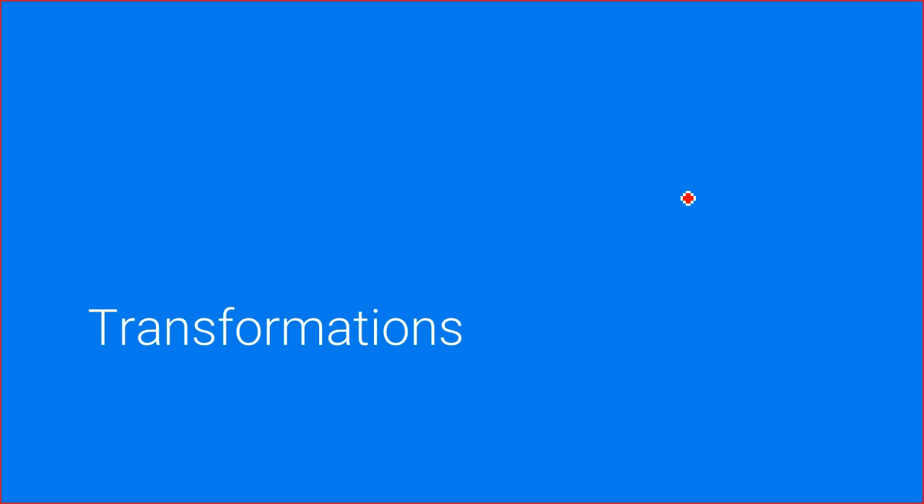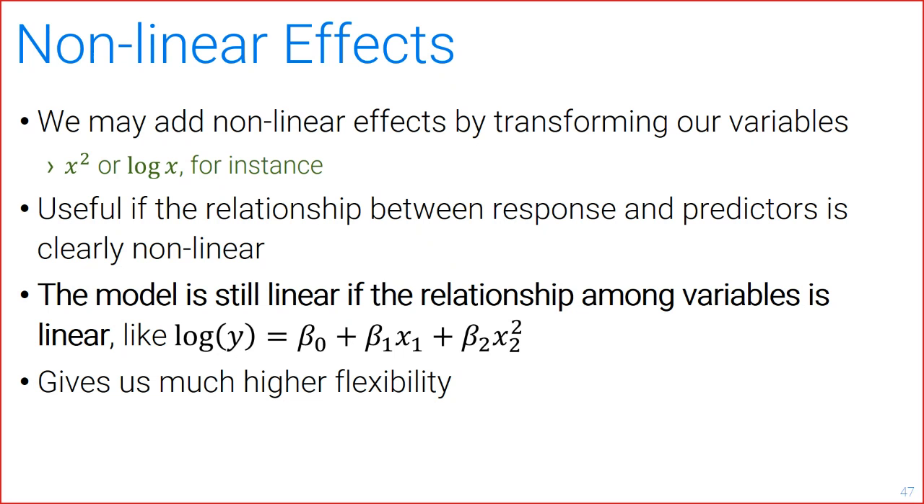And finally, we can talk about transformations. Why? Because despite what many people say or think, a linear model that has something like x squared is still a linear model. So we may add nonlinear effects just by transforming our variables. So we could do something like x to the power of 2, x to the power of 3, the log of x, 1 over x. We can do things like that.